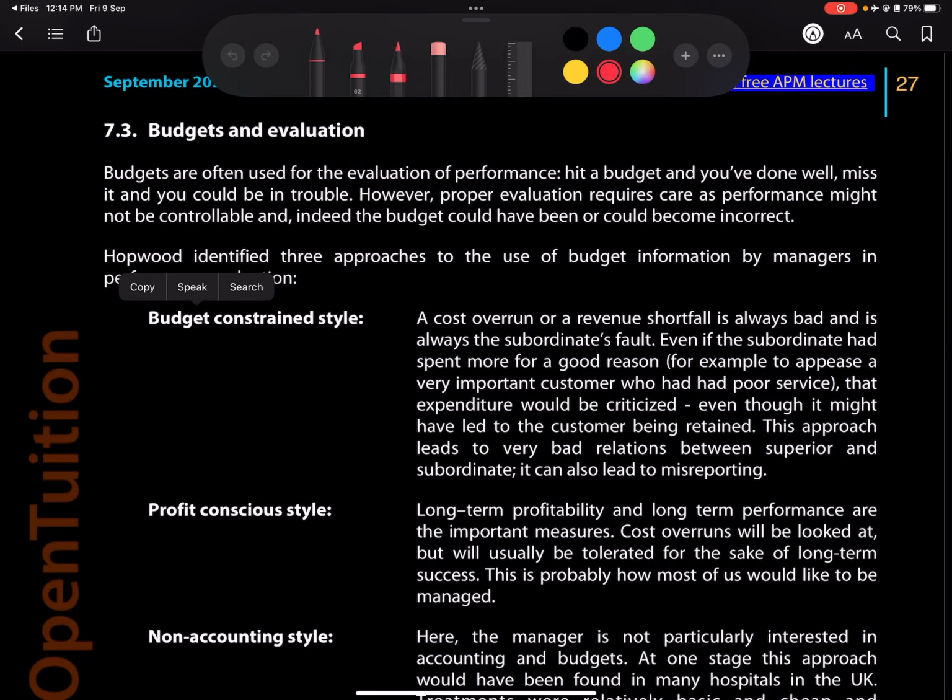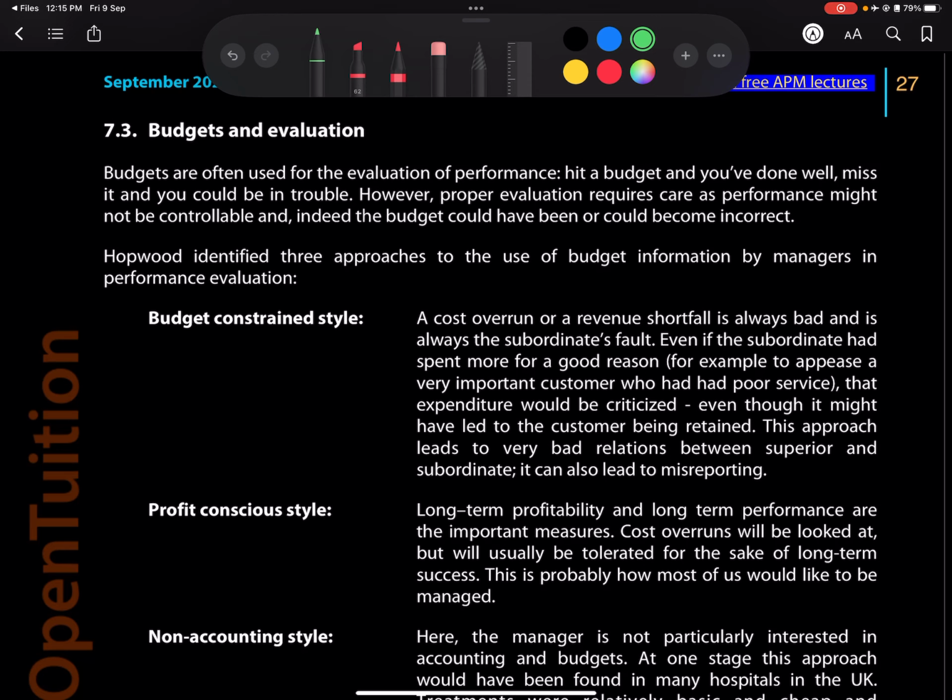Hello team, in this video we'll be trying to explain the budget and evaluations. Okay, so different types of management style. Different types of control, right? So different types of ways of evaluation of performance.